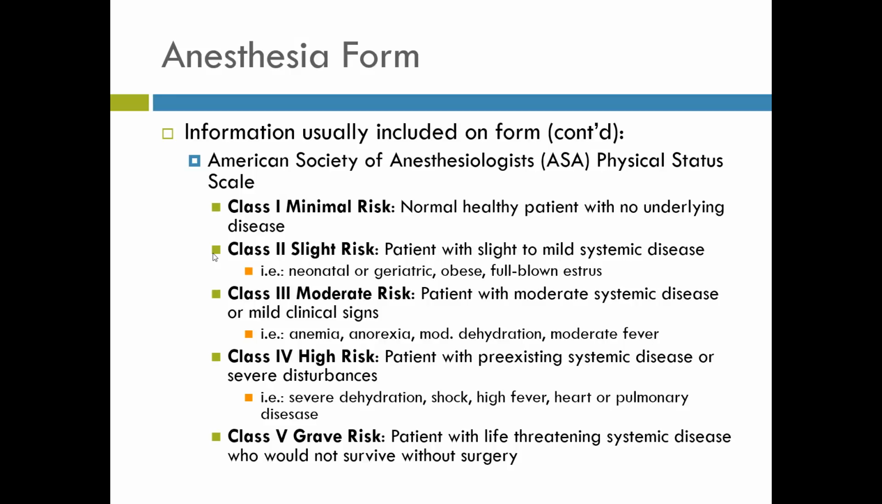And then class 5 is going to be your grave risk. So this is a patient with life-threatening systemic disease who would not survive without surgery. Like they are bleeding out to death, or they're in such severe kidney failure or liver failure, but they need this surgery in order to save their life. They would be a class 5.